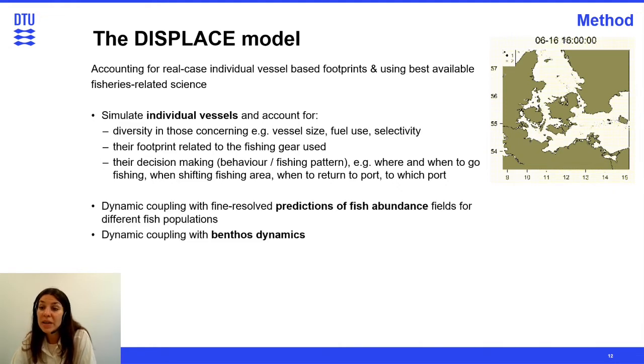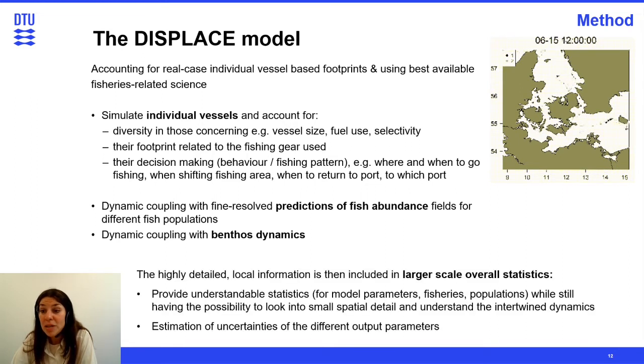This vessel layer is coupled dynamically to predictions of fish abundance for different fish populations, as well as the benthic community. This highly detailed local information is then summarized into larger scale overall statistics. This gives the opportunity to provide understandable statistics while still having the possibility to also look into small spatial detail and to estimate the uncertainties of the different output parameters.